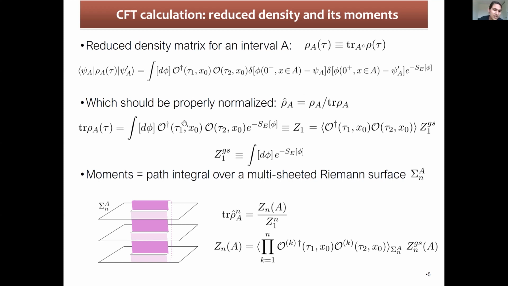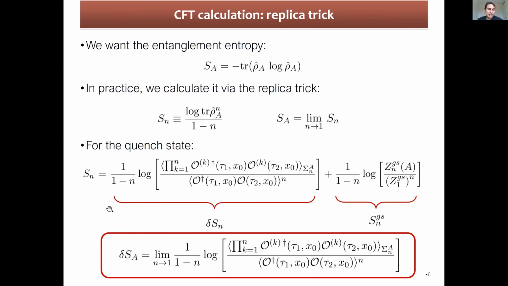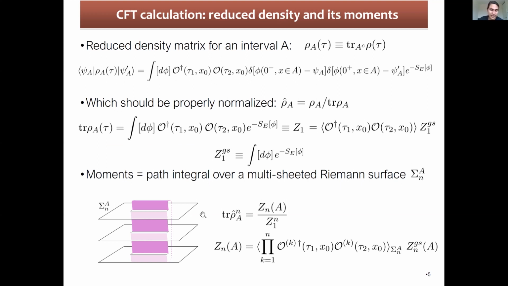The advantage of working in the path integral formalism is that I can relate the moments of the reduced density matrix to path integrals over a multi-sheeted Riemann surface. This is what people normally do. For example, if I'm interested in computing this moment, the trace of rho to the n, then I can carry out this calculation as a path integral. Now, instead of two operators inserted, I have to insert two n operators in this topologically non-trivial manifold. But that's what later is going to help in the calculation of entanglement.